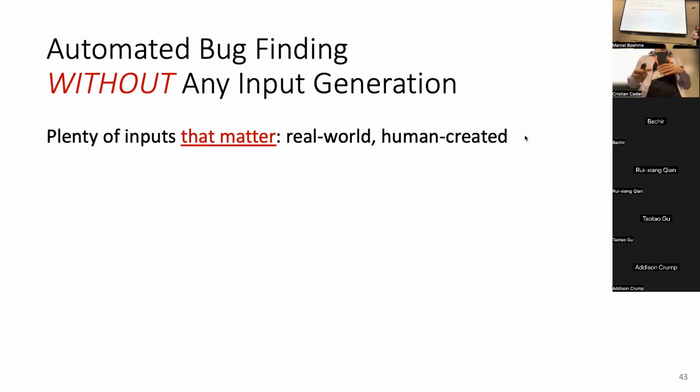But actually, a few comments. As I said, automated bug finding without any input generation. In fact, I would say that in this case, these are the best inputs to have if you are interested in looking for bugs, because they are real world, or at least non-security bugs, right? Because these are real world human created documents. So people do expect them to load correctly in any PDF viewer.